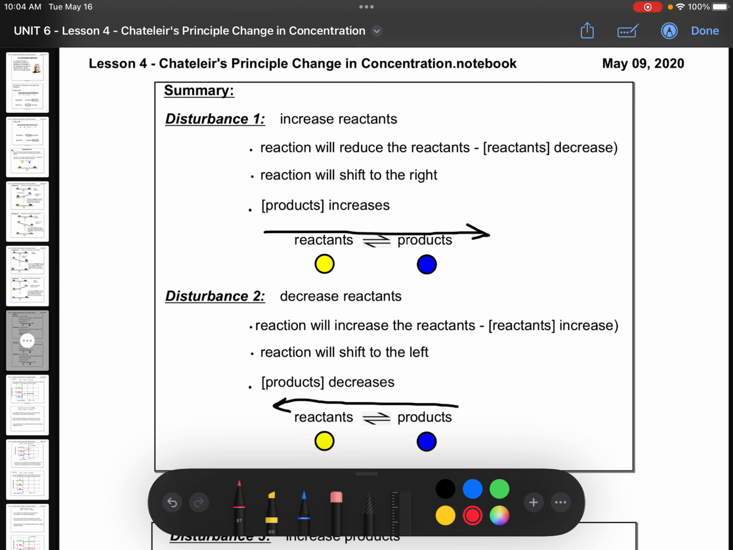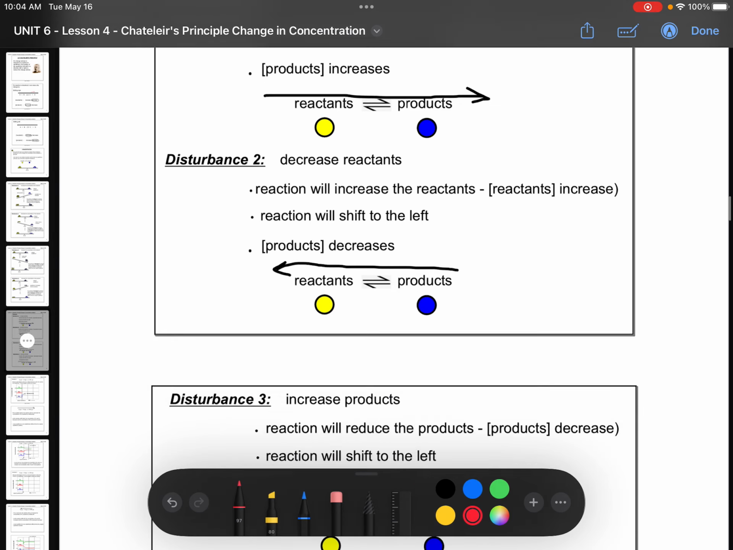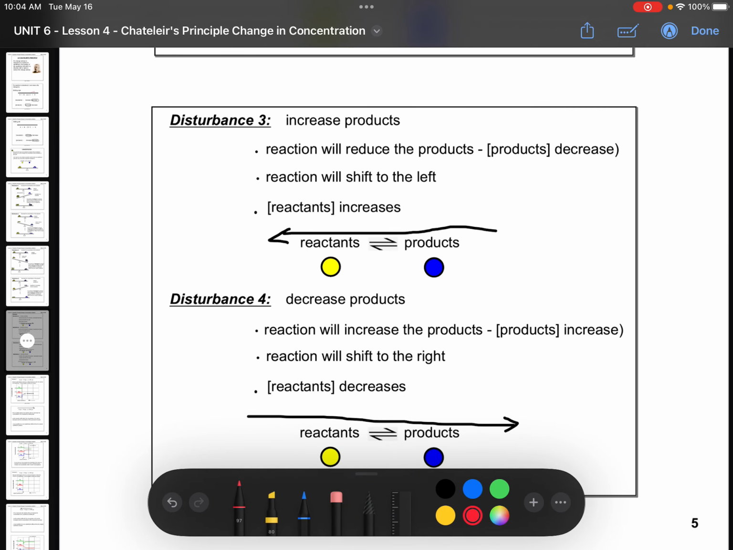So in summary, the first 2 are about reactants, so whether we increase or decrease the reactants. If we increase the reactants, that means that in order to change that, we have to shift to the right and our products will increase. The second is a decrease in reactants. It will shift to the left in order to make sure that we increase our reactants and decrease our products.